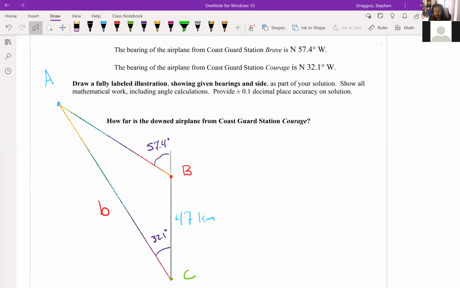Now, ultimately, we're solving for the length of side B. Before we get there, we should finish filling out any other information we can, like angle B, which we know should be 180 degrees minus that bearing angle. So that's 57.4 degrees. And what does that come out to? 122.6 degrees.